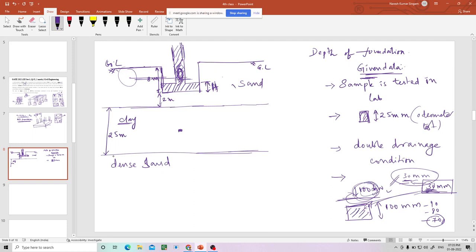If you increase this to 1000, the value may be 50. After reaching 50, it might not increase. So for a particular load, there will be a particular consolidation settlement that is constant for that particular load.